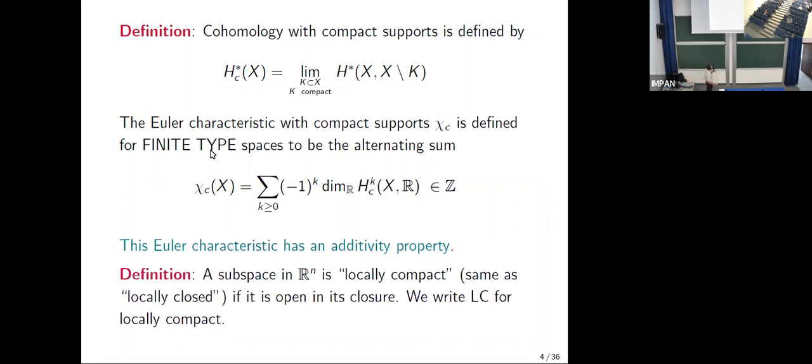So I want to introduce a topological property which I'll be using all over the place. It has become so essential, and I never expected it to be this essential: local compactness. We're working in R^n, so everything is nice and Hausdorff. So locally compact or locally closed are the same thing. And a subspace is locally compact if it's open in its closure. We'll write LC in this talk.